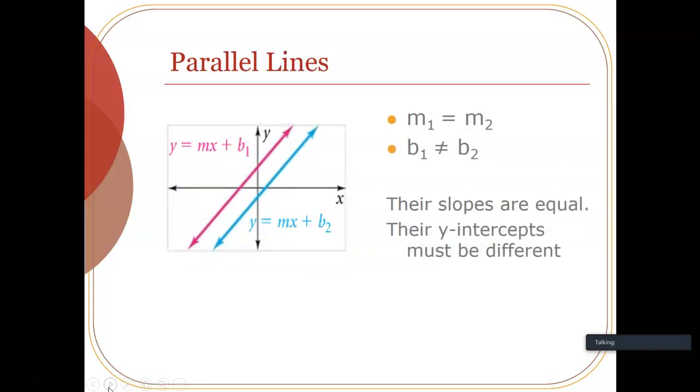If lines are parallel, then their slopes are the same. Their y-intercepts, however, must be different. The y-intercepts must be different.